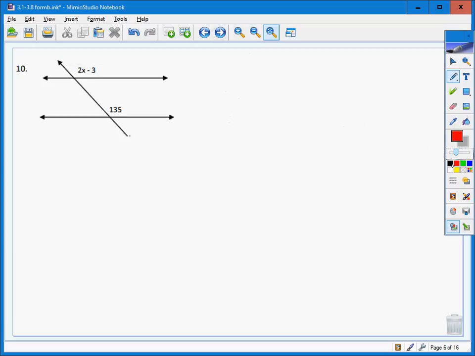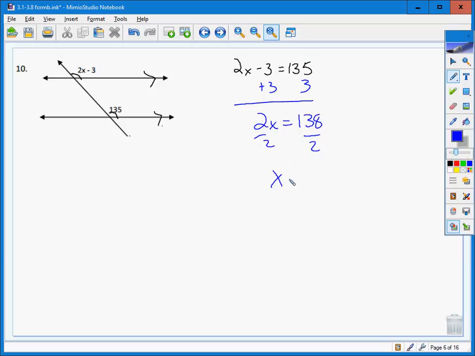On these, they asked me to find the value of x so that these lines would, in fact, be parallel. They didn't start out with them being parallel, but they want to force them to be parallel. So corresponding angles would have to be equal, and that would give me my equation. 2x minus 3 equals 135. Add 3 to both sides. 2x would be equal to 138, and divide both sides by 2. X would be equal to 69.